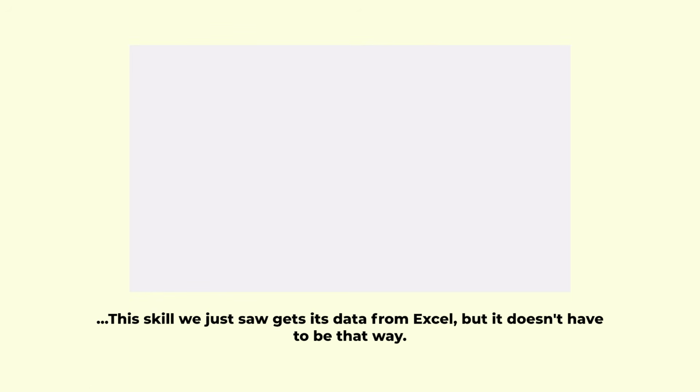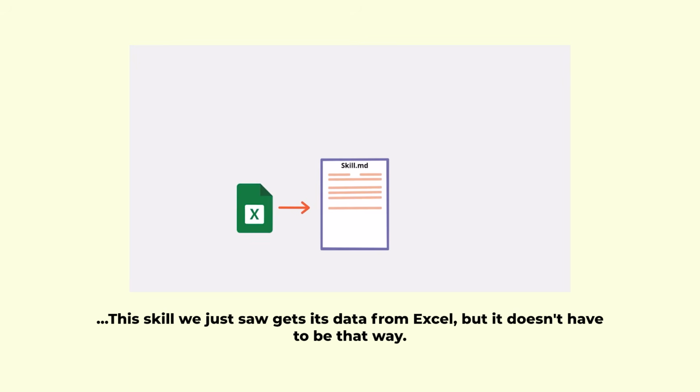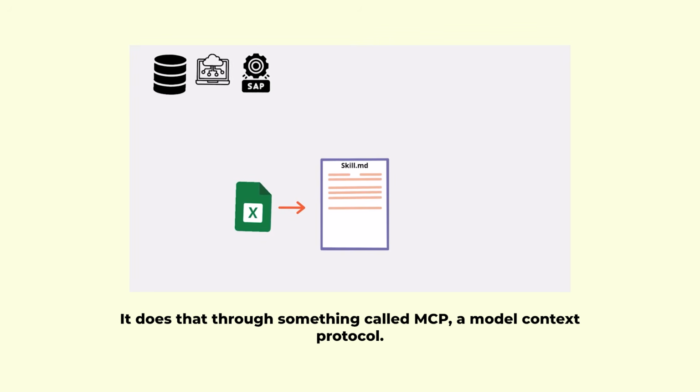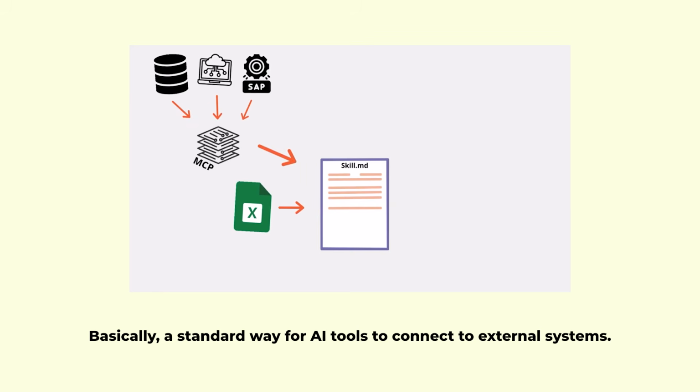The skill we just saw gets its data from Excel, but it doesn't have to be that way. It can also pull data from other sources: databases, SaaS software, ERPs. It does that through something called MCP, the Model Context Protocol. Basically, a standard way for AI tools to connect to external systems.